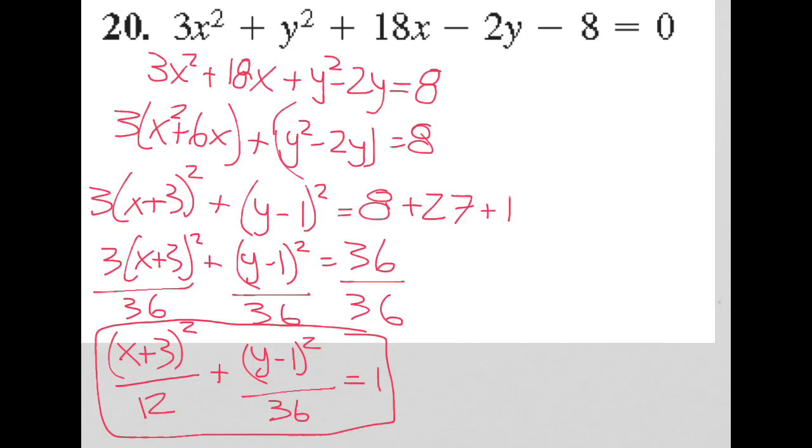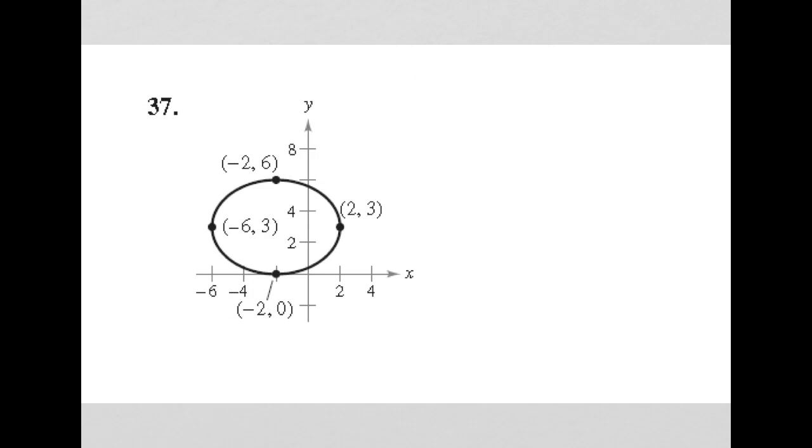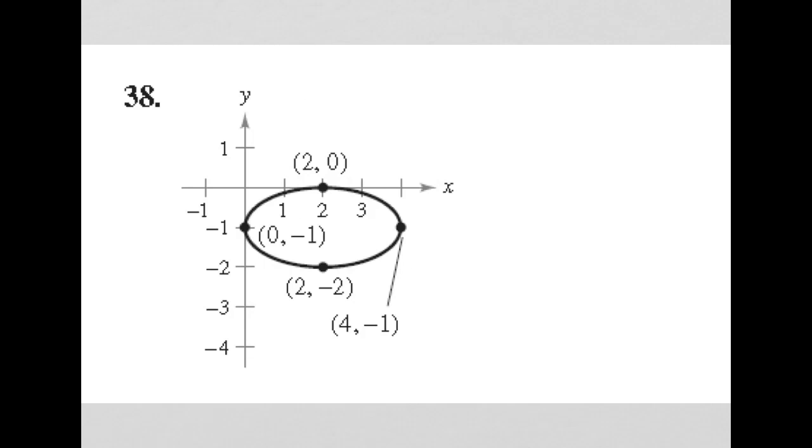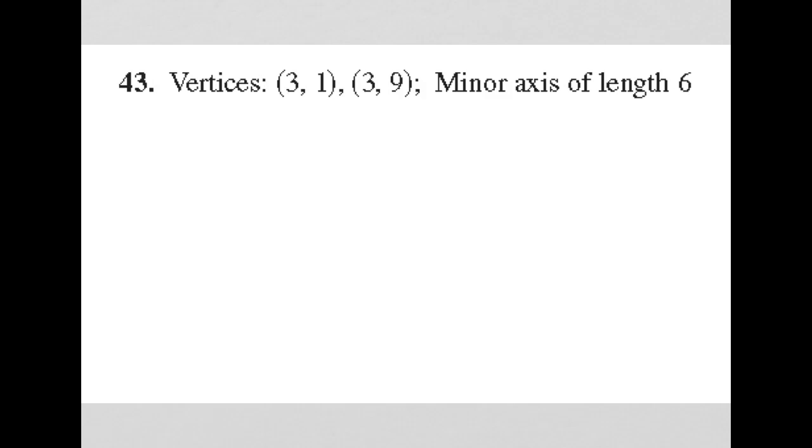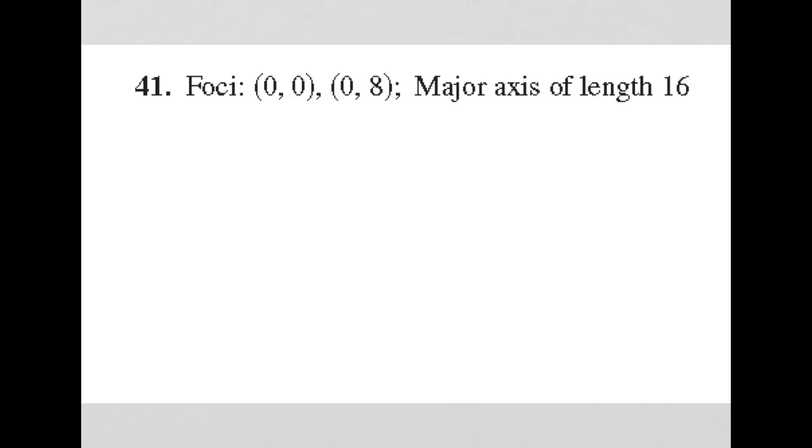You can jump back and pause and look at these problems, and I'm sure someone in the class can explain them if need be. So here you go. Write the equation using those points. Same deal, write the equation using those points. Given the two foci and the major axis, figure it out from there, write the equation. Write the equation given the vertices and the minor axis length. And that should be enough for you.